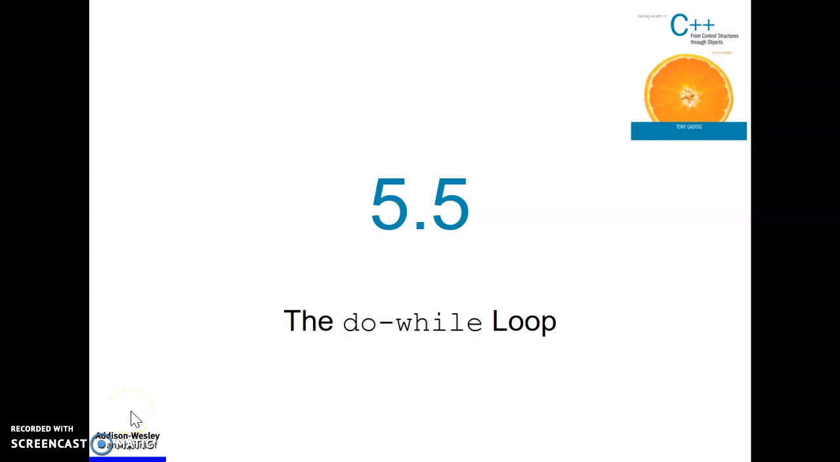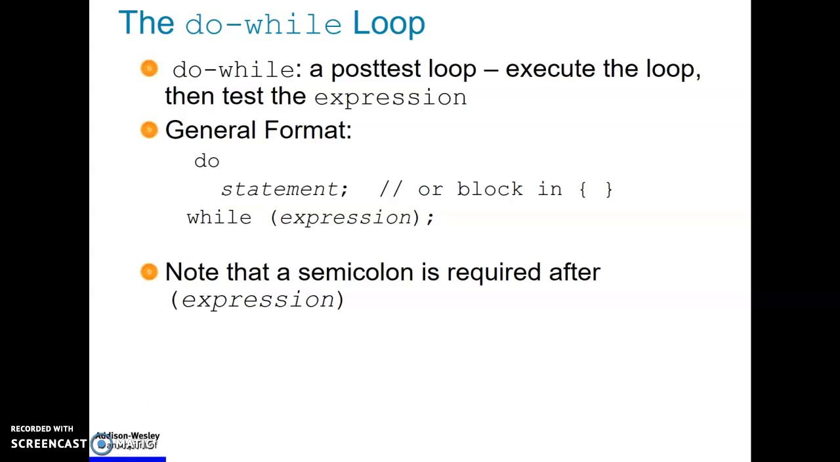In this video lesson, we'll talk about the do-while loop and the for loop. The do-while loop is new to us from our past experiences. The do-while loop is a post-test loop, and it always executes at least once. That's what you need to understand about the do-while loop versus the while loop. The while loop may never execute because it's a pre-test loop. But the do-while loop is a post-test loop and always executes at least once.